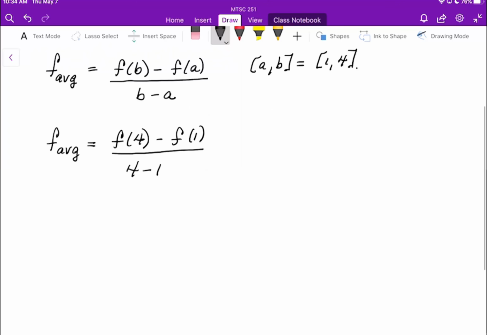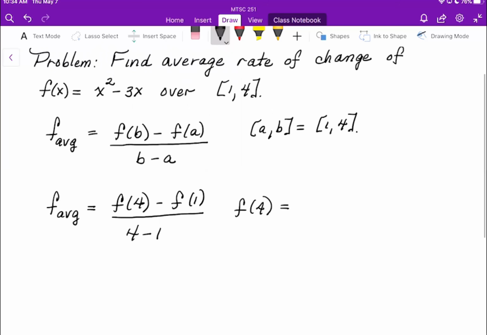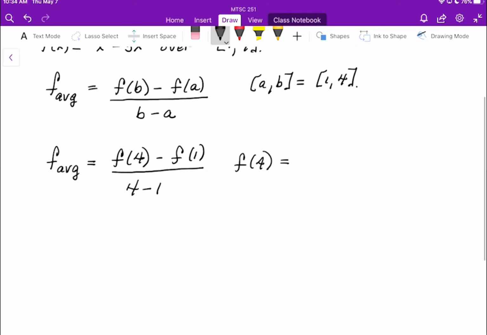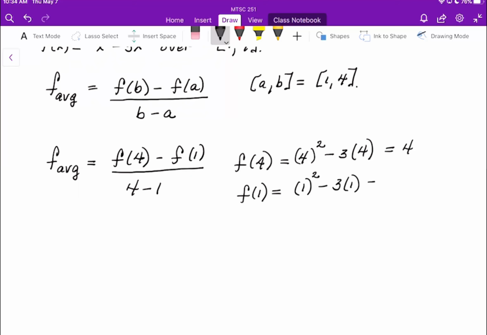So we need to evaluate f of 4. So we put that into the function. That's 4 squared minus 3 times 4. That turns out to be 4. And f of 1 is going to be 1 squared minus 3 times 1. That's negative 2.